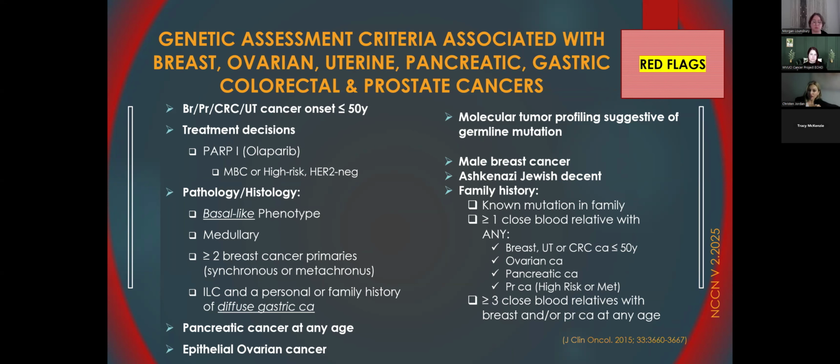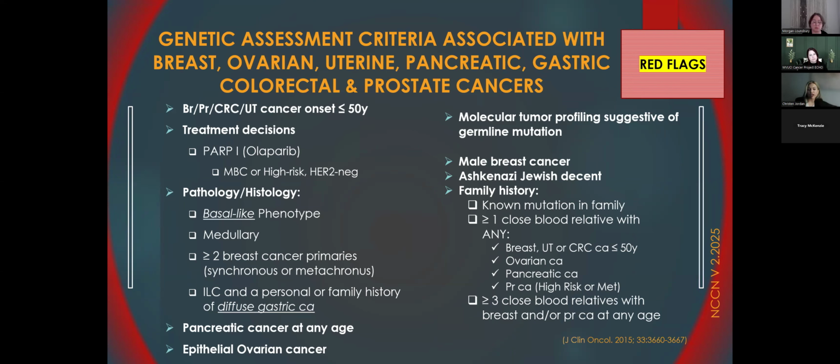And then when we look at family history, if they have a known mutation in the family, obviously, we're going to offer genetic testing. If they have greater than or equal to 1 blood relative with any of the following. So what's a close blood relative? It's first and second degree. First degree, remember, are your parents, siblings, children. Second degree are going to be your aunts, uncles, and grandparents.